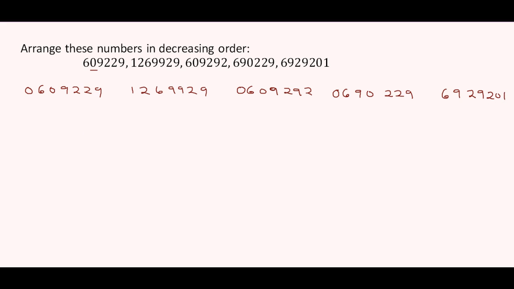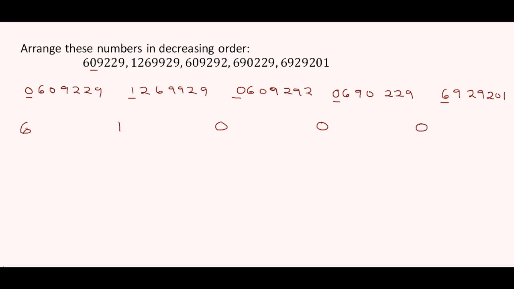Okay, we're going to write in decreasing order. That means that we write the largest numbers first. So let's look at these values here. The first digit on the left, we have 6 is the largest, then followed by a 1, then we have zeros. We have 0, 0, and then 0.